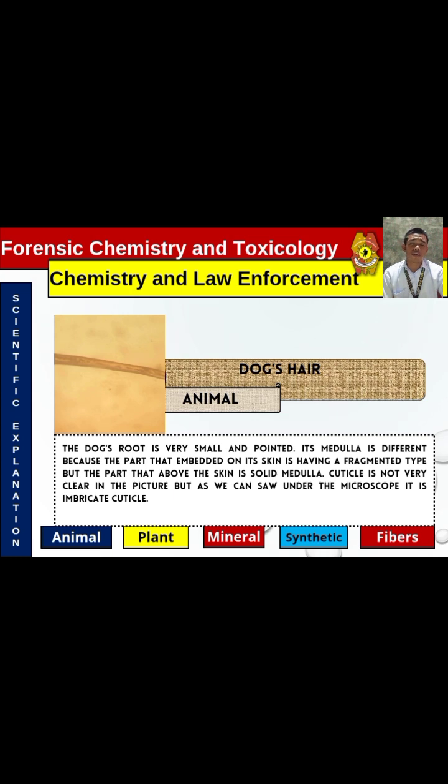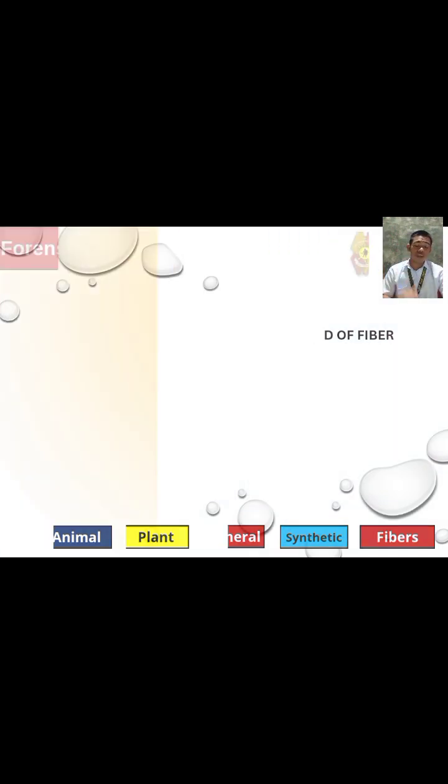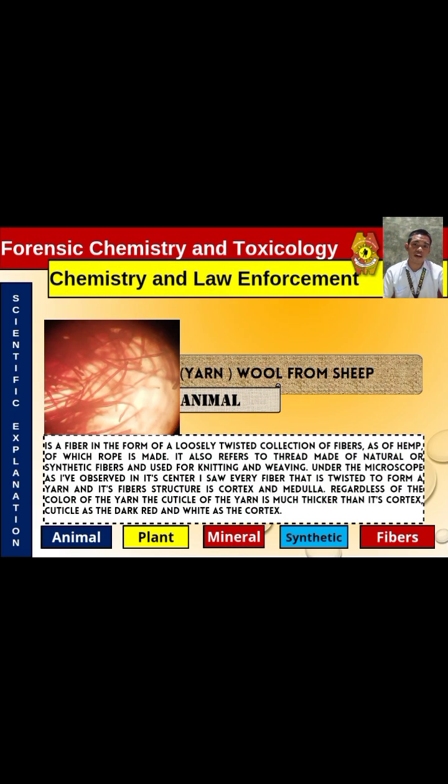So let's proceed to the different kinds of fiber. We have yarn, nylon, and white silk cotton. So yarn as our first sample is a fiber in the form of a loosely twisted collection of fibers, as of a hemp of which rope is made. It also refers to a thread made of natural or synthetic fibers used for knitting and weaving.